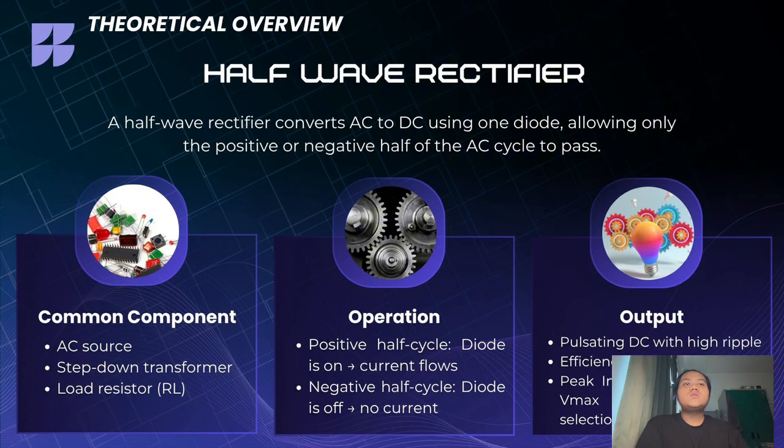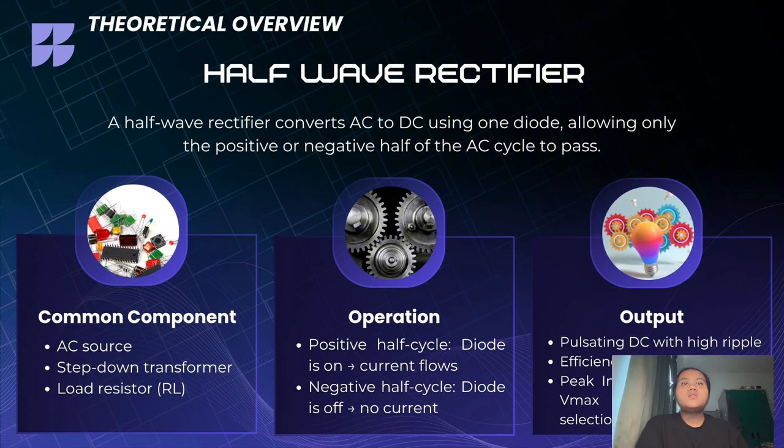Converts AC to DC using one diode. Allows only half of the AC cycle, positive or negative, to pass. The common components are the AC source, the step down transformer, and the load resistor. The operation: in the positive half cycle, the diode is on and current flows. In the negative half cycle, the diode is off so there is no current. The output is pulsating DC with higher ripple. Efficiency is max 40.6%. Peak inverse voltage, PIV, equals Vmax, important for diode selection.